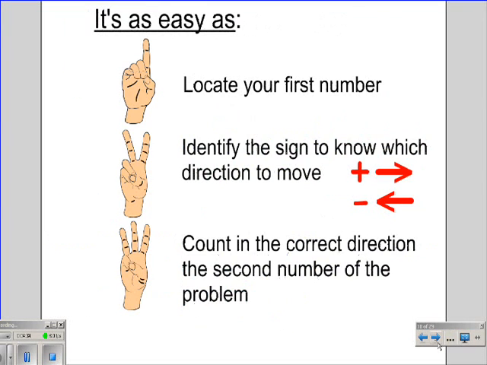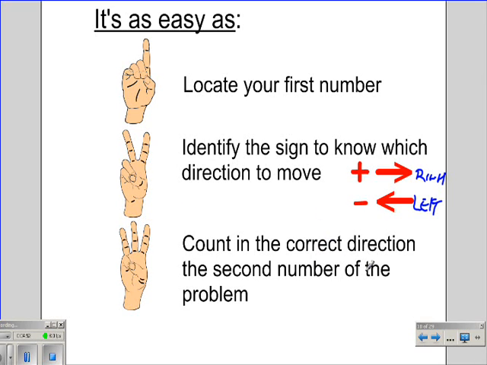So once again, if I'm just looking at those 3 steps, the first step is to locate your first number. Step number 2 would be to identify the sign to know which direction to move. A positive sign means to the right, and a negative sign means to the left.